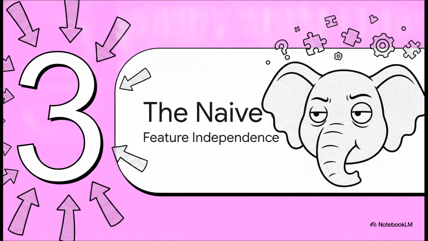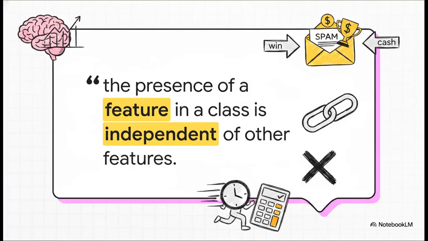Section 3, The Naive Concept. It really all comes down to this core idea. A naive Bayes classifier assumes that the presence of a feature in a class is independent of other features. Basically, the algorithm naively assumes that every single input feature is completely 100% independent of the others.